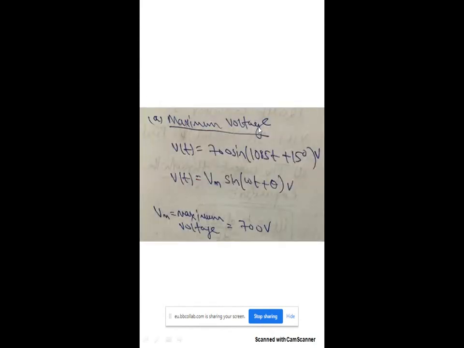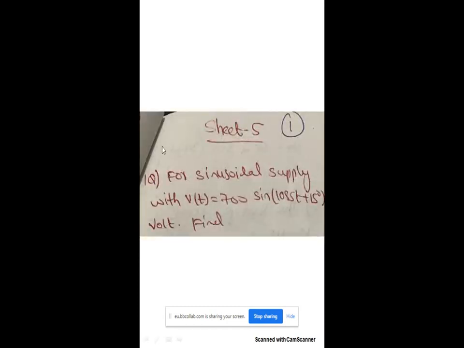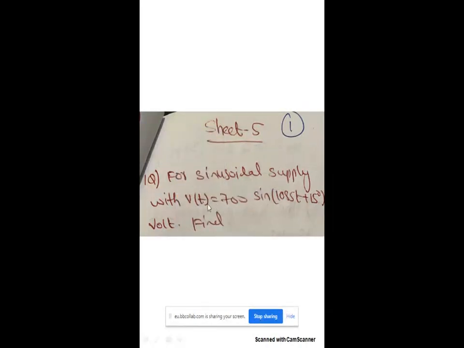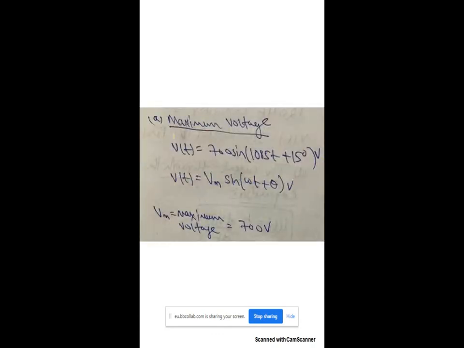Let's see the maximum voltage. Now, how do you find out the maximum voltage? It's already given. Let me use the highlighter. From here, V of t is equal to 700 sine 1085 t plus 15. So this is given as V of t. I have just noted this down. V of t is this word.